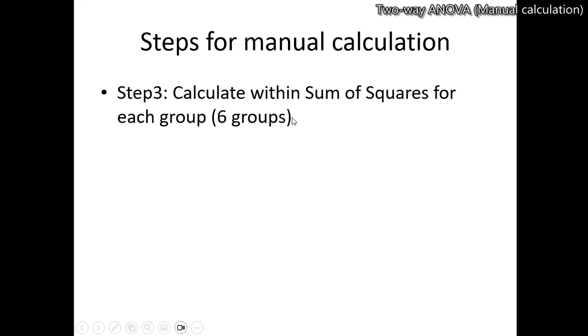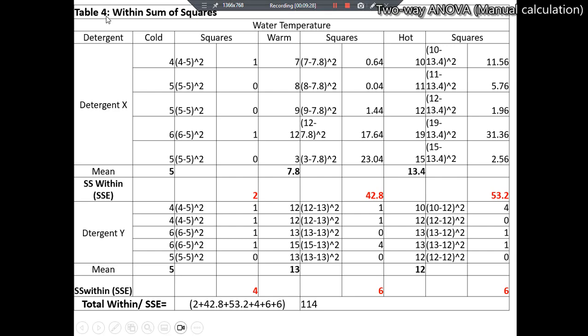Next we calculated the within sum of squares for each. Here we have 6, as we have 3 categories for water temperature and 2 categories for detergent. We multiply the total number of categories of water temperature with the total number of categories of detergent, and we get 3 times 2 equals 6. Then we calculate the within sum of squares.